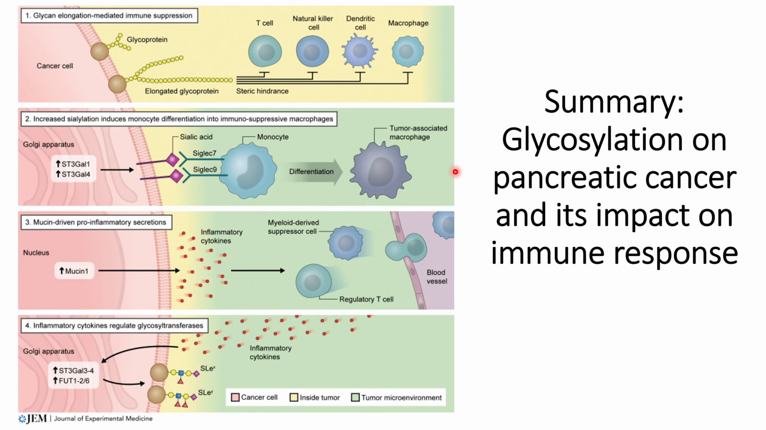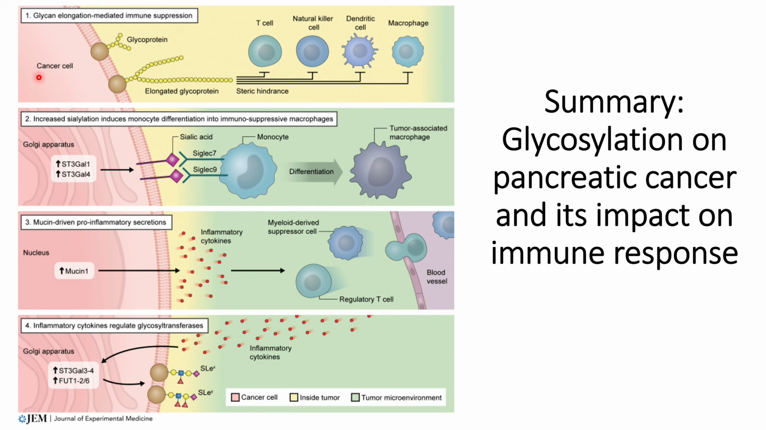In this video, we will discuss a summary of whatever we have discussed in our several videos: glycosylation in pancreatic cancer and its impact on the immune response. We will start with the first point, glycan elongation, which prevents the immune cells from coming and interacting with the cancer cells.